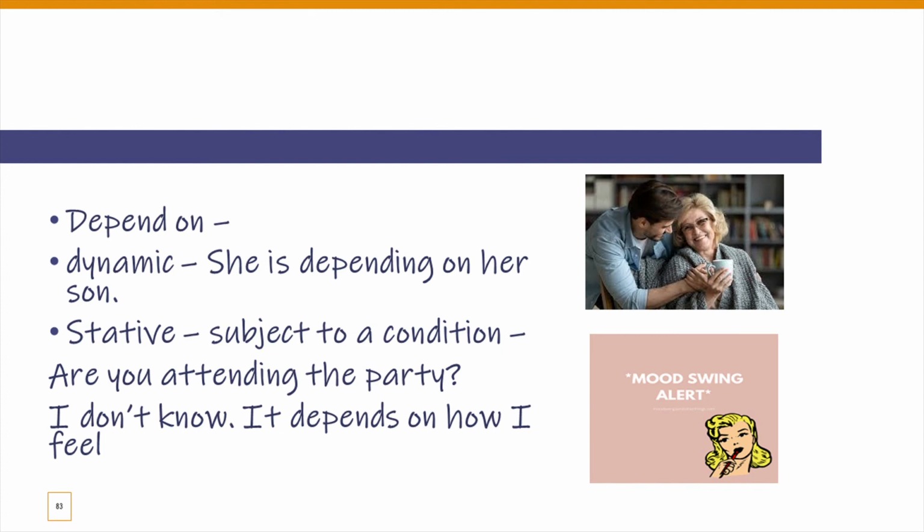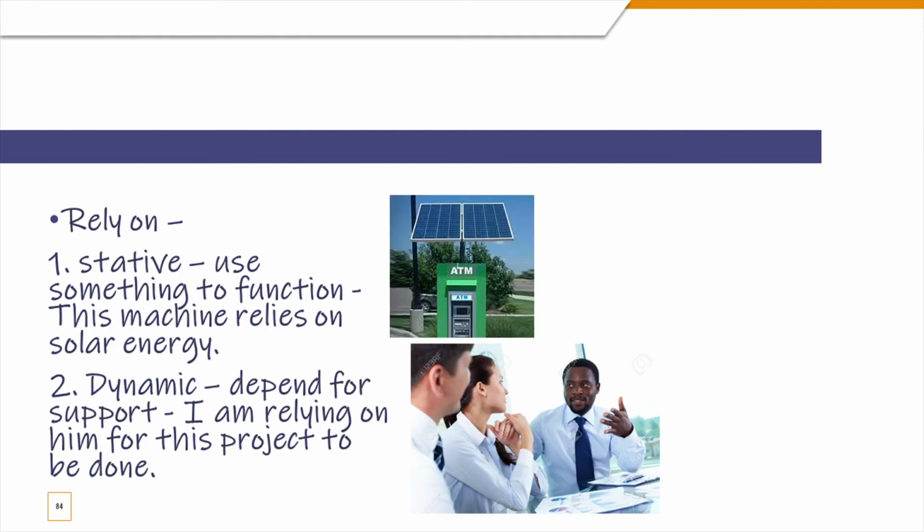That's clear for you, I hope. Let's go to the next one, which is rely on. Okay, so it has 2 meanings again. One is stative, where you use something to function. So for example, this machine relies on solar energy. Okay, so that is what it requires to function.